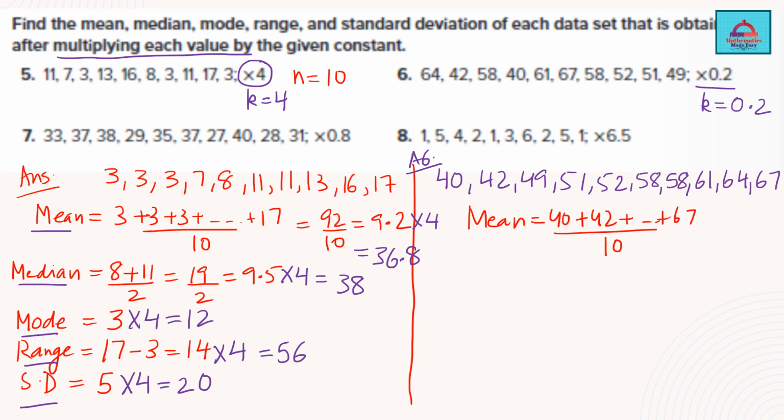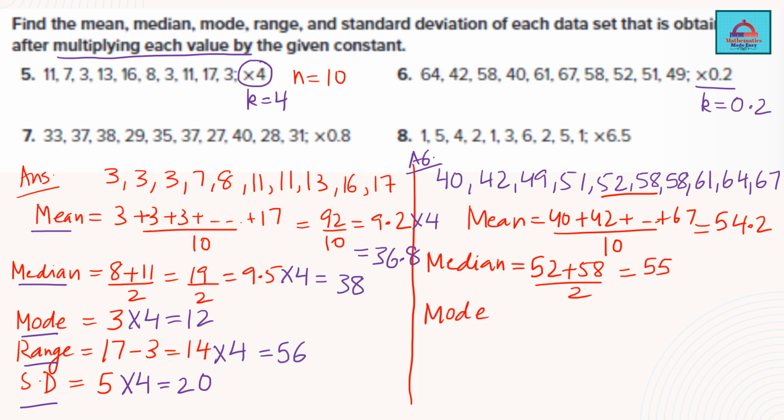This is going to be equal to 54.2. Now the median will be the middle of the two numbers. That means you are going to take 52 and 58, add them and divide by 2. So this is going to be 55. Next is mode, which is the most repeated value. Clearly it is 58 because it comes twice.